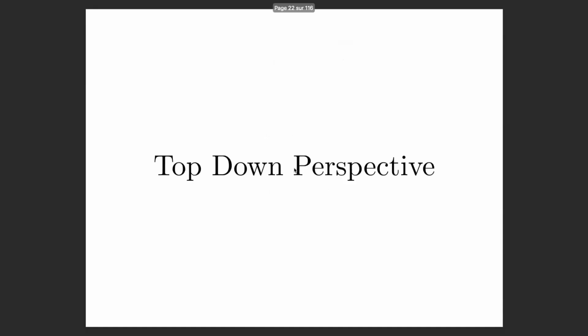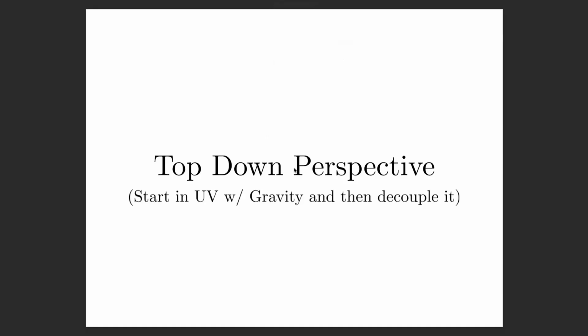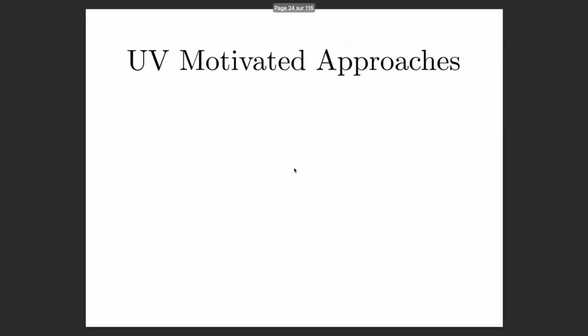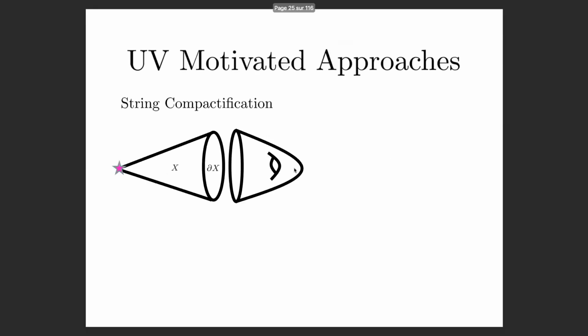Okay, so here's the top-down perspective. We're going to start with gravity and then try to take a limit where gravity is decoupled. We're going to ask whether we can see all of the nice symmetry operators that everybody else has been talking about come out from such a frame. There are different ways of doing this. There's a very old way, which is string compactification. This approach has been around for, I don't know, 40, 50 years.